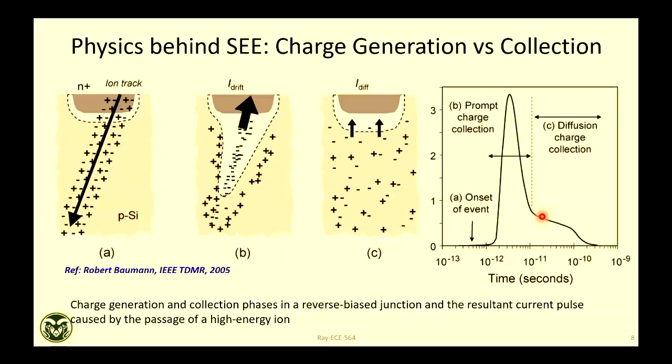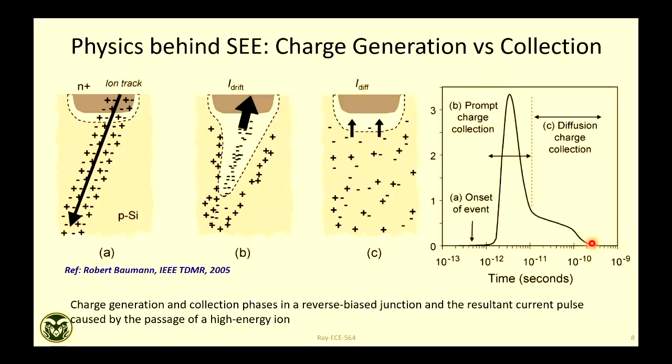And if we integrate this curve, right, the y-axis is the current, the x-axis is the time. If you integrate this curve, you can get the total charge collected by the device after the event. Event means single event effect. So this is all the physics that you need to know, how it happens. Everything happens in picoseconds. Now the question is whether this current can cause a burnout event, right?